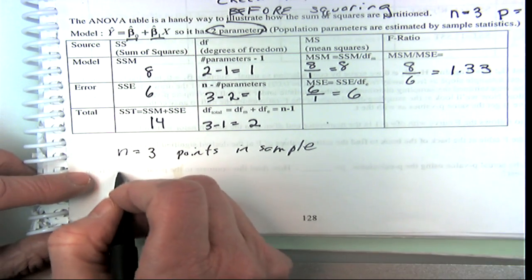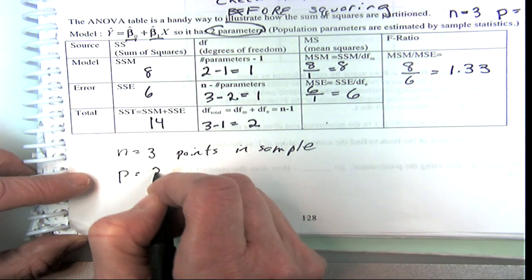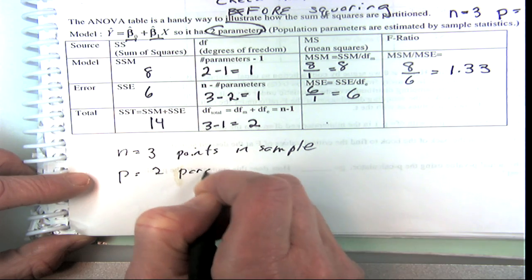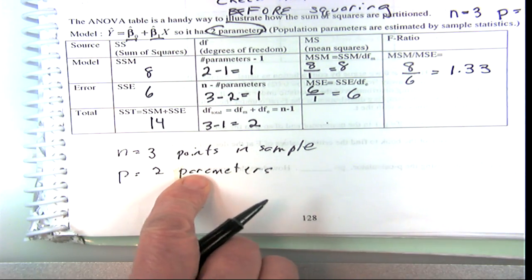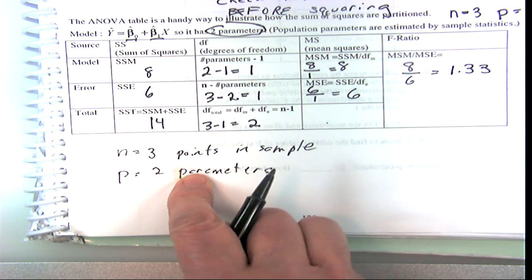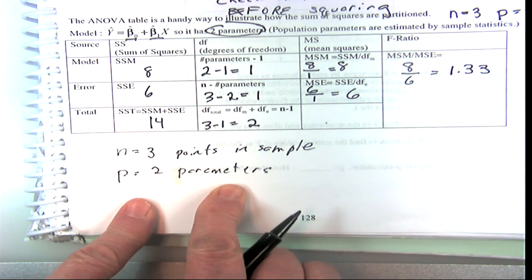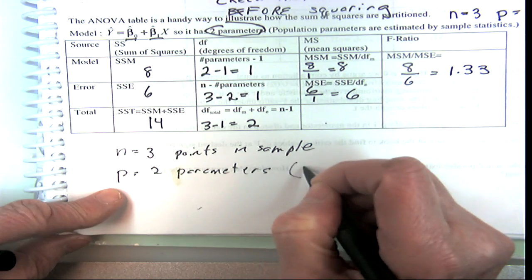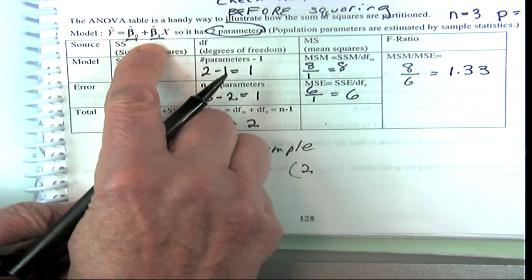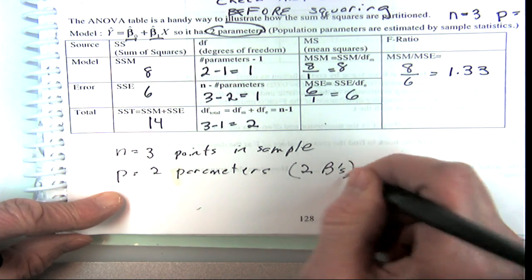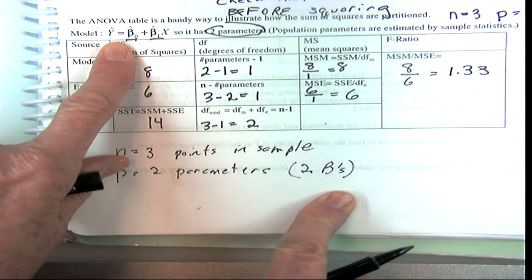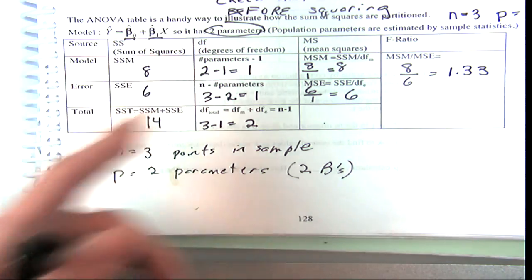Okay, so P is equal to 2. It's 2 parameters in our model. The parameters, remember what they are. They're the population parameters we're trying to estimate with our sample statistics. All right, and why do we just have 2 here? Because we're estimating 2 betas here. We just have these 2 betas, the Greek letters, right? We're estimating them. What are they?